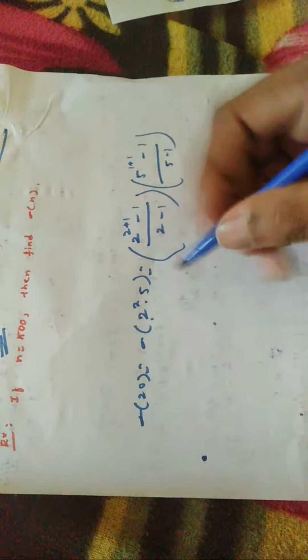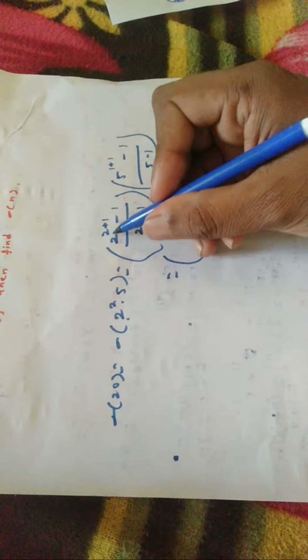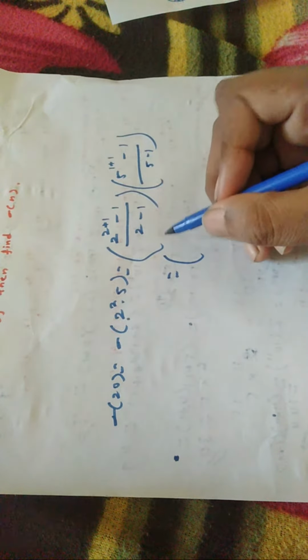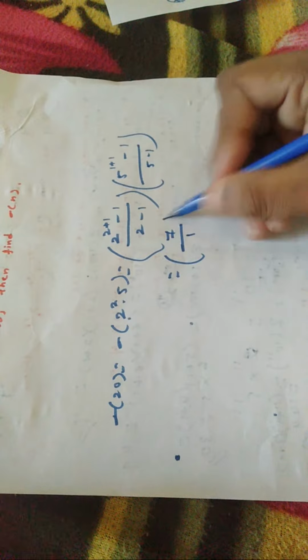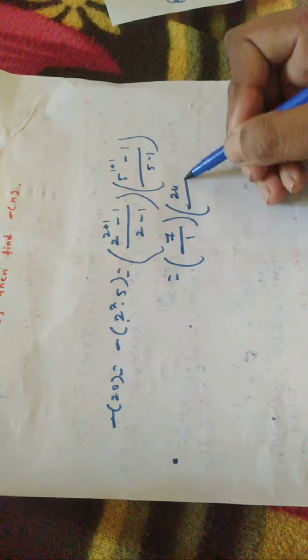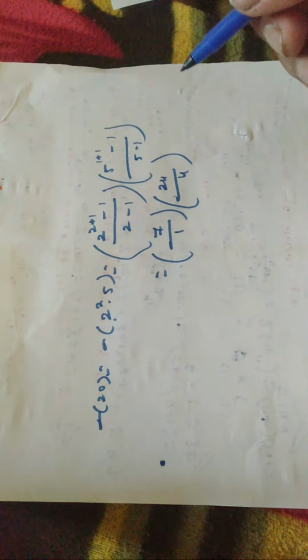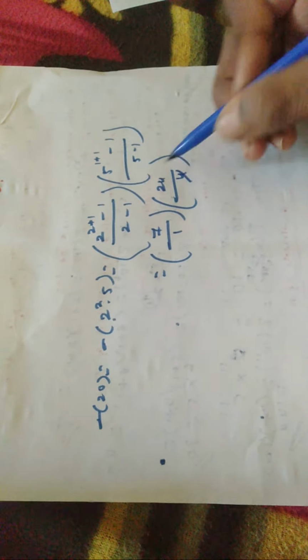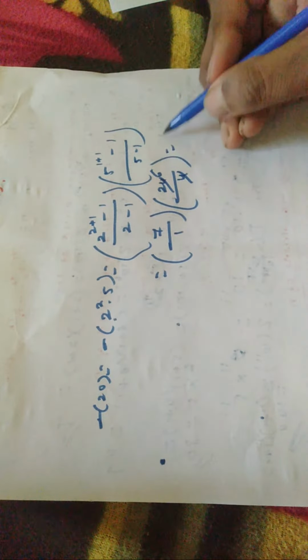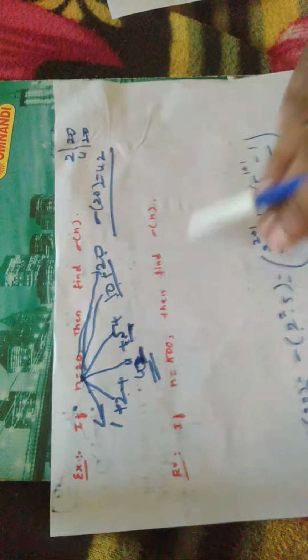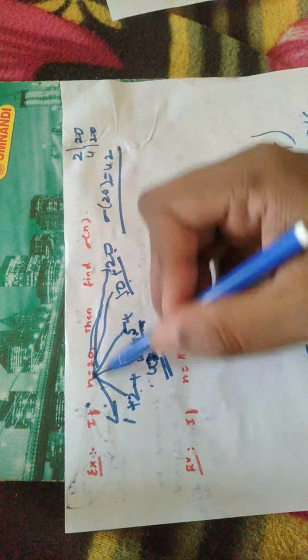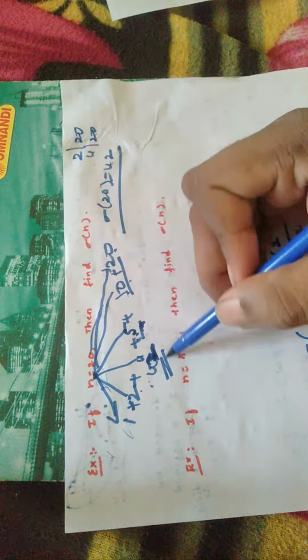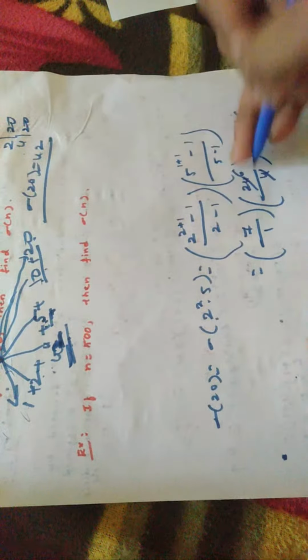Then solving, what do we get? 2 power 3, 2 cube is 8, 8 minus 1, that is 7, by 1, and 5 square is 25, 25 minus 1, 24 by 4 we get. Yes or no? 7 into 6 is 42. Yes sir, we get 42. By the normal method the answer is 42, and by the formula also we get 42.